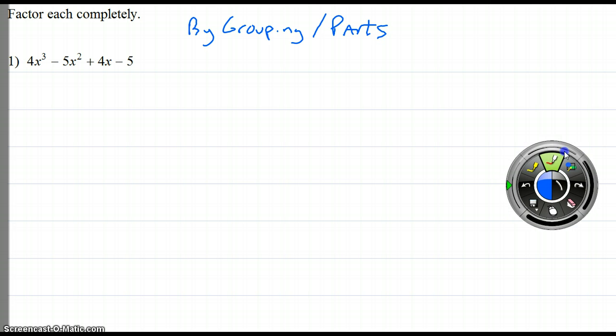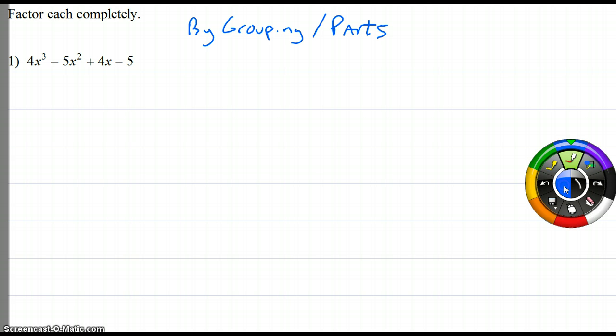We're going to look at this as two different parts. What we first want to do is look at the first two terms, and then we will look at the second two terms. Let's look at these first two terms and see if there's anything common that we can factor out of them. Both of these have an x squared that is common. So we're going to factor that x squared out, and remember what we mean by factor out.